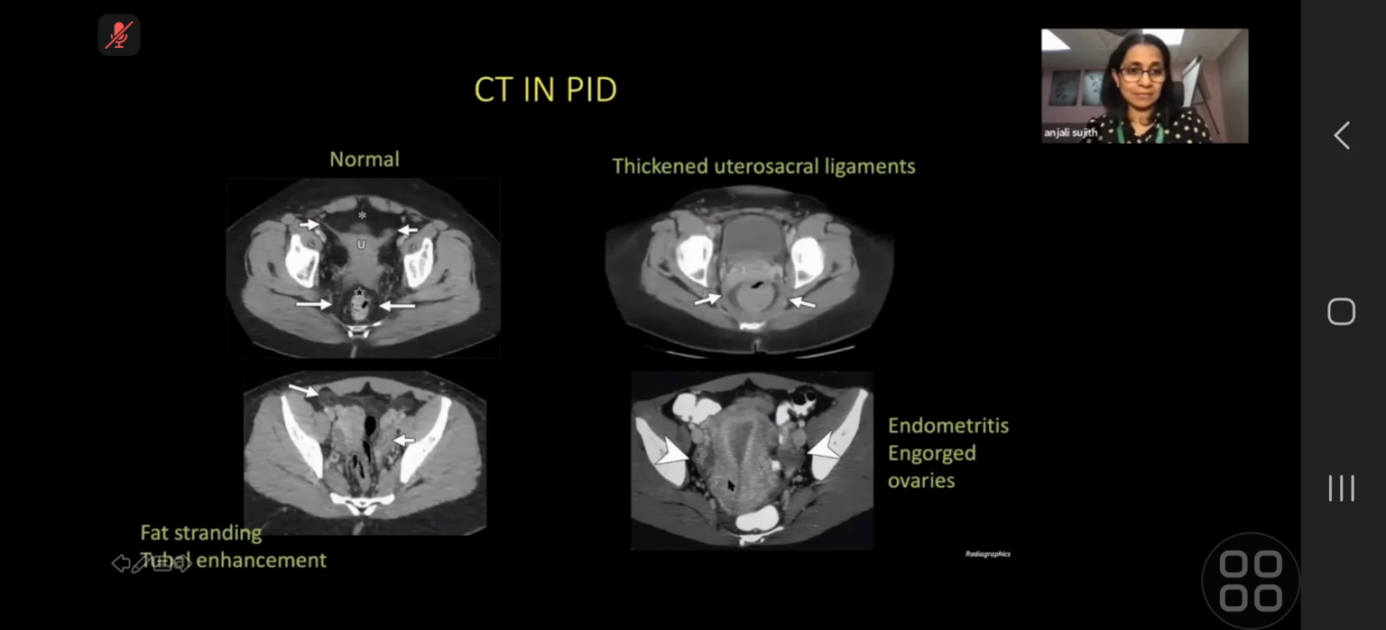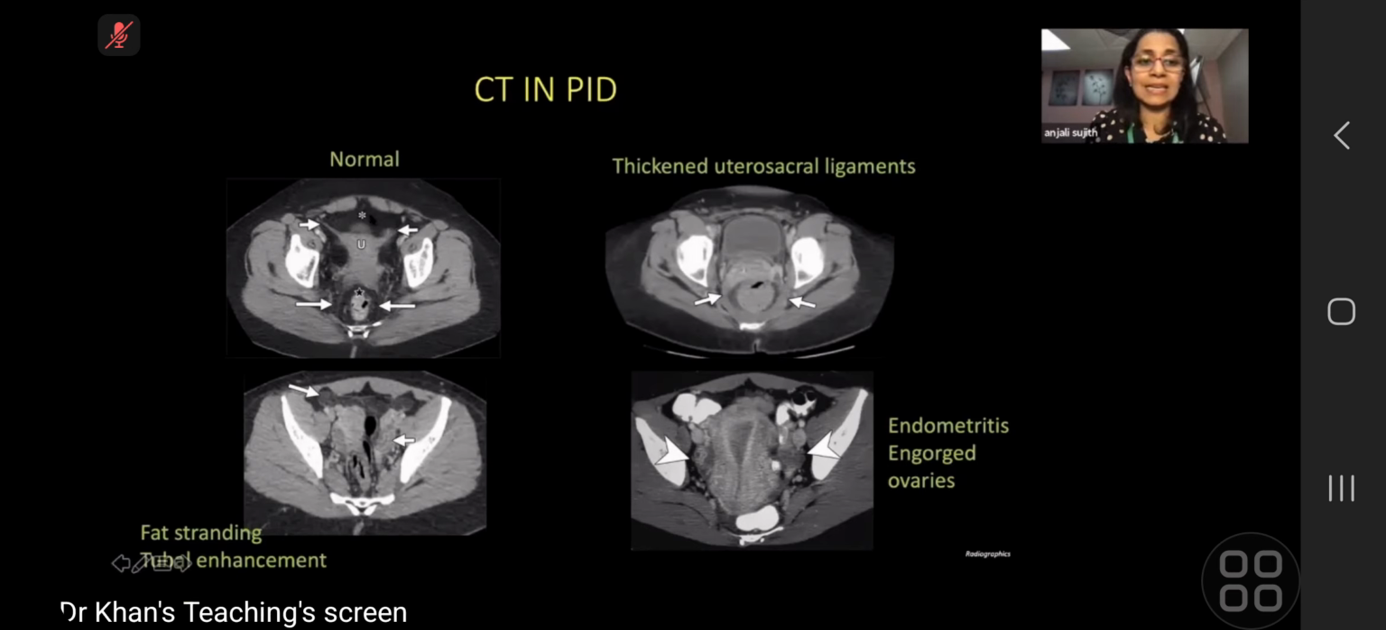Okay. So CT in PID. Most often these patients in acute pain end up on an ultrasound list or on your CT hot list, so it is important to be aware of the findings of PID on a CT. This is a normal appearance where you can see clear flat pelvic fat. There is no fat stranding. And these structures which we have pointed are paired uterosacral ligaments. These are normal structures which connect the lower segment of uterus to the mid-sacrum.